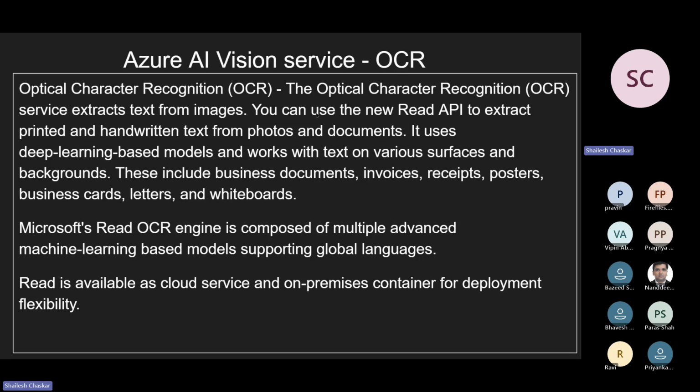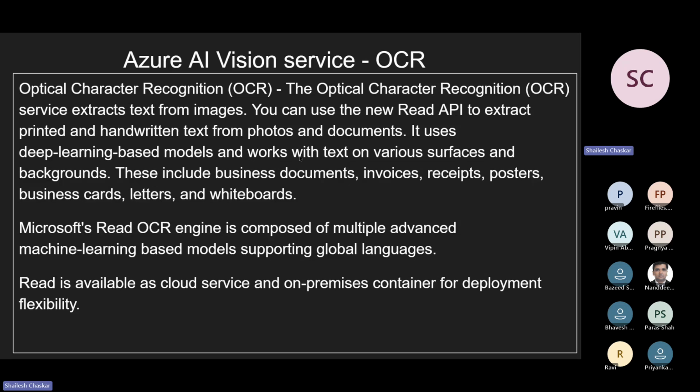Okay. So as I mentioned, you can use the new Read API to extract printed and handwritten text from photos and documents. It uses deep learning based models and works with text from various surfaces and backgrounds. Team, please make a note of this. Deep learning based models. There are different models. In the initial phase, when you're trying to learn the AI services, I would say don't try to really evaluate too much of the deep learning models and the features or comparison between different ones. But as you get more expert in it, there are different model features that you should know. Try to then understand what those models give to you, and accordingly you can select the models, and also customize them based on your input.